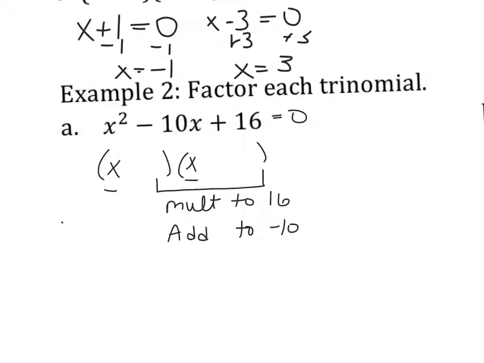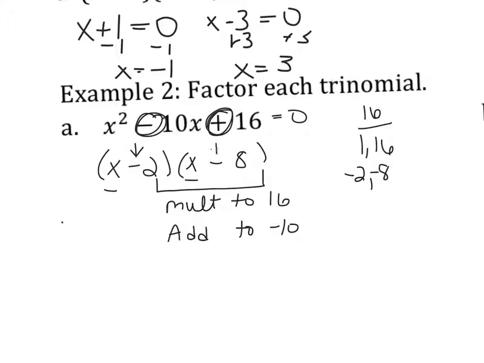And so what I do is I make a list of all the factors of 16. Now, if the number that you're trying to multiply to get is positive, then you're looking at the sum of the factors. So we have 1 and 16. Well, 1 plus 16 is 17, not 10. So that's not it. We have 2 and 8. 2 plus 8 does equal 10. But we need it to equal -10. Well, since they have to multiply to give us a positive, it's going to be -2 times -8. So we're just going to put those two numbers in here. When this sign is positive and this is negative, both of these will be negative.